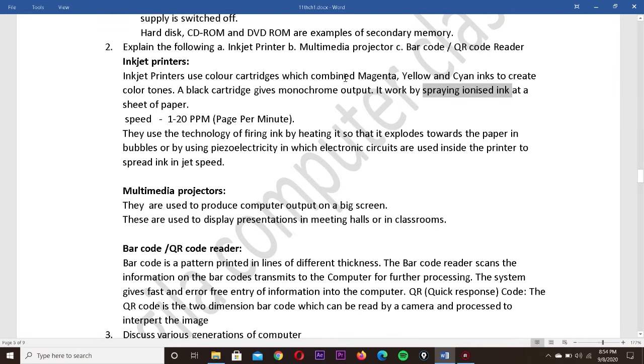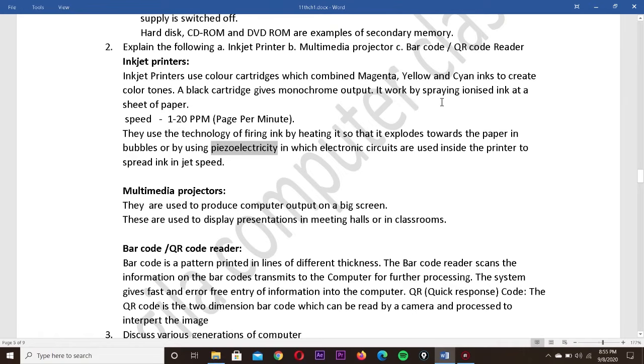So either it can print color or it can print black and white, black letters on the white paper. So how does it work? It sprays the ink on the sheet of the paper. This is a keyword, okay. And the speed is 1 to 20 pages per minute. They use the technology of firing ink by heating it so that it explodes towards the paper in bubbles, or by using another concept which is called piezoelectricity.